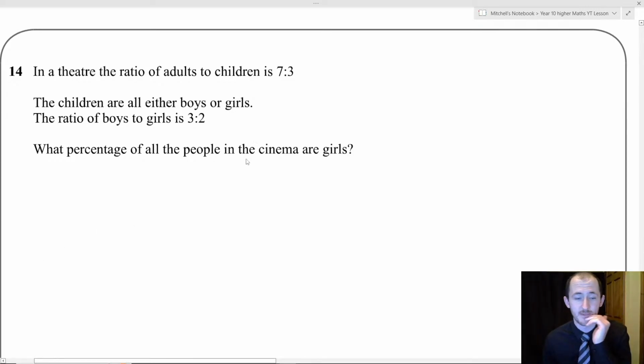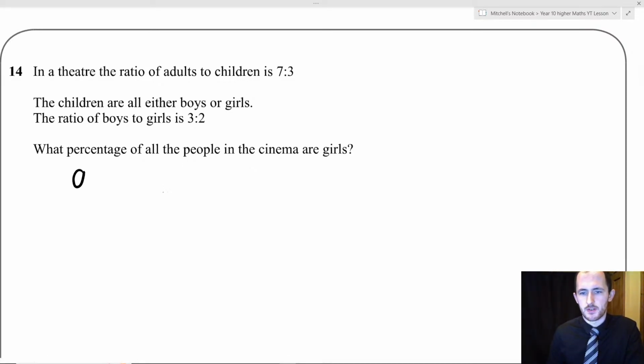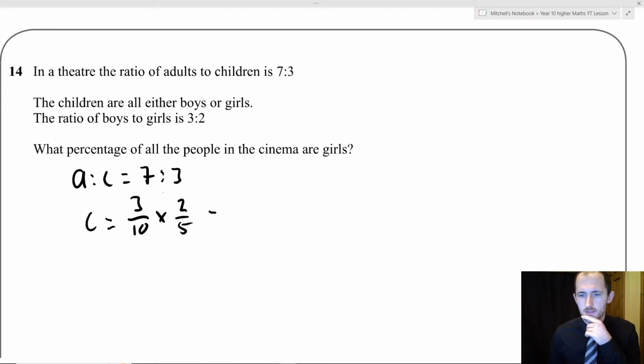I haven't actually worked it out, to be honest, Evie. Let's work it out and see if you're right. So adults to children is 7 to 3. Easy. So children would equal 3/10 of the population. And then you times it by 2/5.